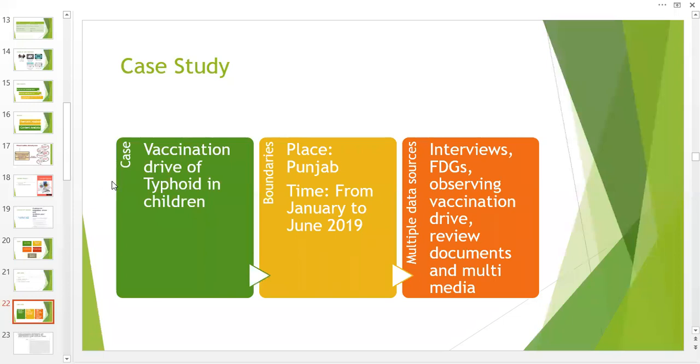This is an example of a case study. In this case study, we want to know about a process. We are studying a process which is the vaccination drive of typhoid in children in Pakistan. Now we have defined the boundaries. The place we want to study is Punjab, and the time is from January to June 2019. And we can collect from multiple data sources. For example, interviews, focus group discussions, observations, observing the vaccination drive, reviewing documents, and multimedia. So an in-depth study of a process or any person or any activity is known as a case study.